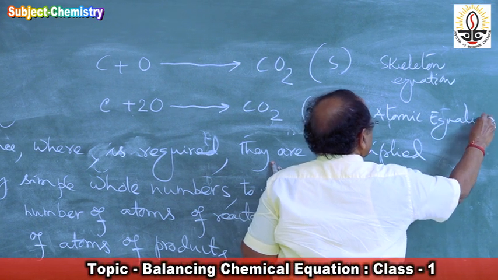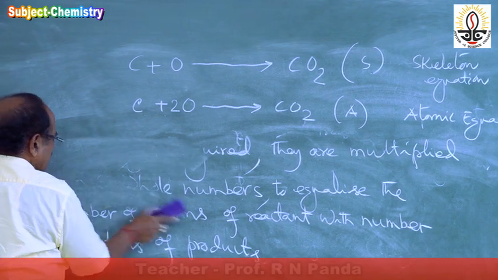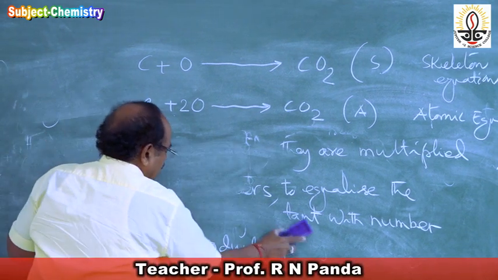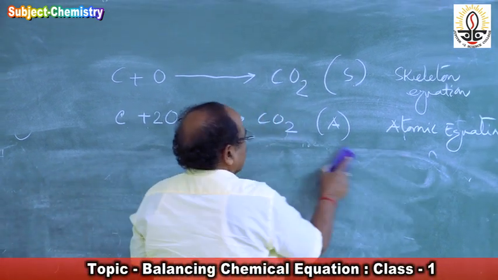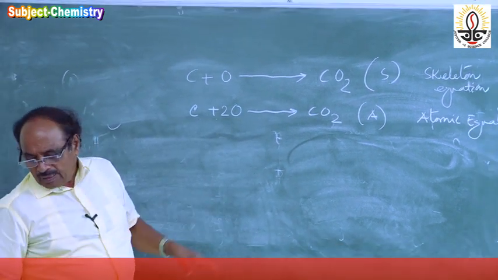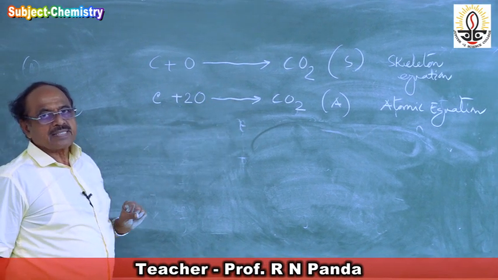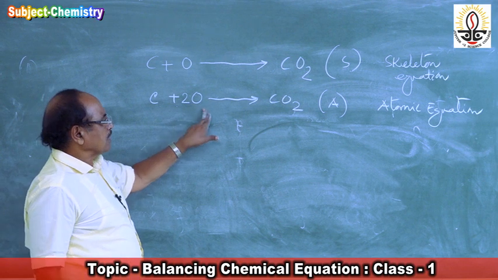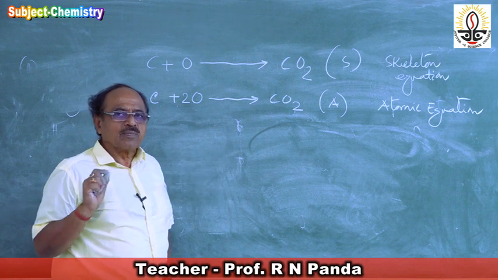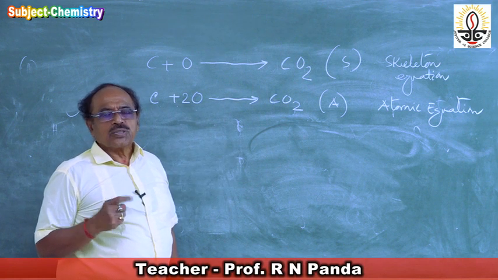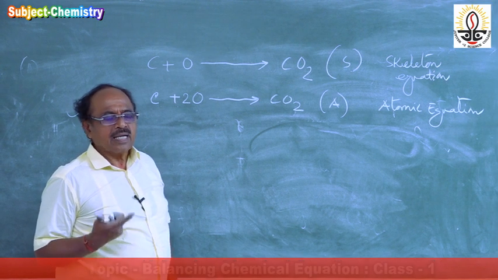Now it is balanced. It is equal. Now this became an equation because the number of atoms of reactant are equal to the number of atoms of product. The left hand side is equal to the right hand side. But it is not a balanced chemical equation. Why? Because oxygen is an elementary gas, and all elementary gas molecules are diatomic. So it will remain in diatomic state and has to be represented in the molecular form.